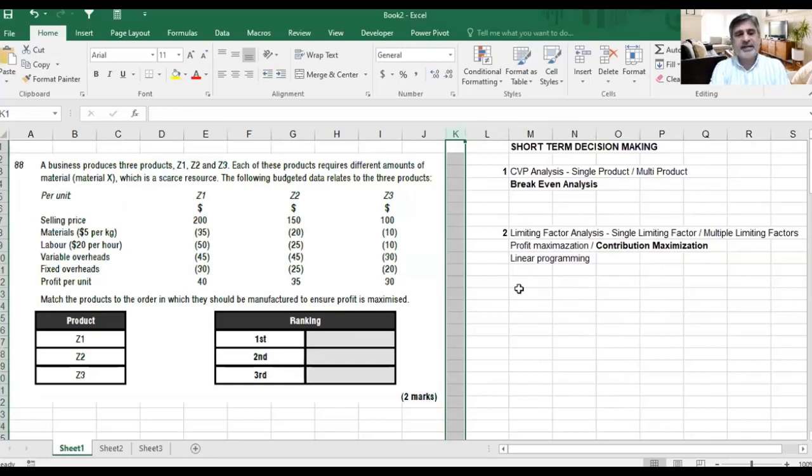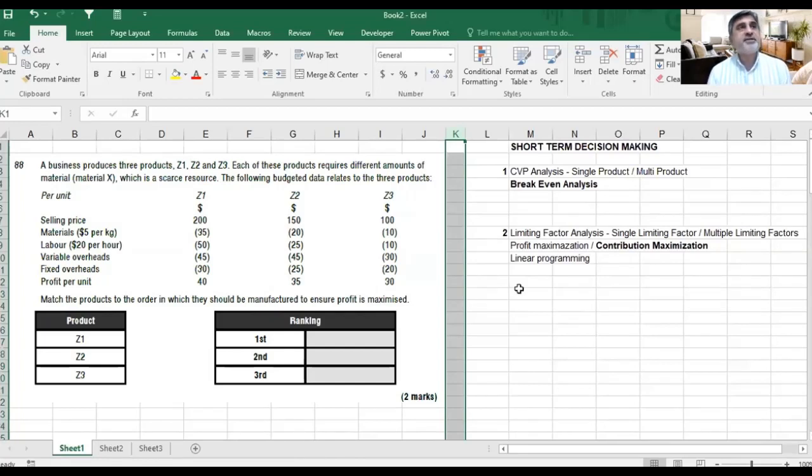So this is question number 88 from your practice kit. It says a business produces 3 products, Z1, Z2, and Z3. Each of these products requires different amounts of material X, which is a scarce resource, which means a limited resource. So now it comes, a limiting factor question. First you need to identify this is a limiting factor question, and this is a single limiting factor question because only material X is a scarce resource.